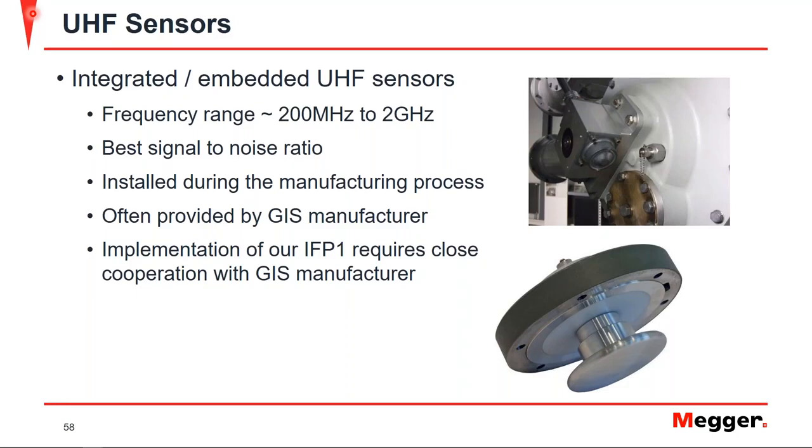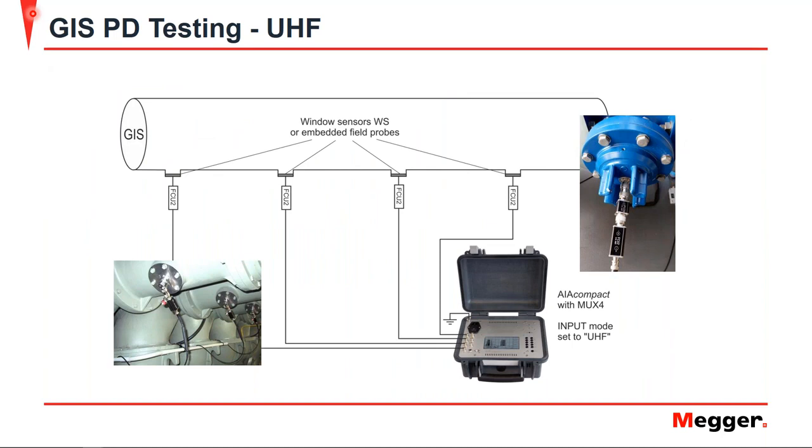sensors. Now that we went over the sensors, I kind of want to just go over a couple of different diagrams for measurement. And this is an example of one using the window sensors. So again, we have our window sensors on our GIS, as seen down here, we saw this previous image. Here's one here. And again, we have our frequency converter unit, that's the FCU here. And that converts that frequency down to a lower frequency to be accepted by our measurement system, which is the AIA compact here, used for unconventional measurements. You can see it's set to the UHF mode. So it has automatic detection of sensors, and again, we can detect partial discharge using these window sensors and our measurement system here.